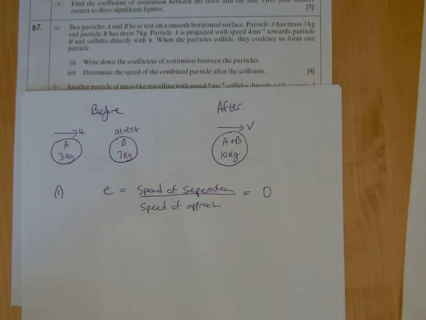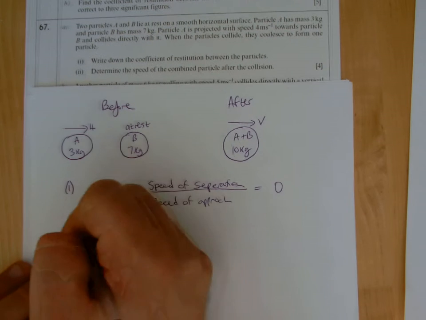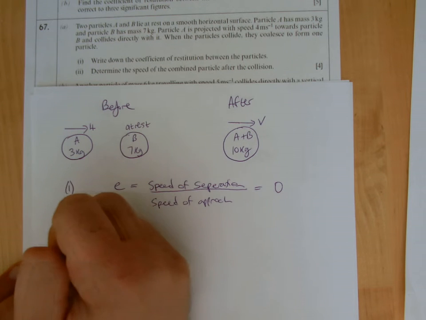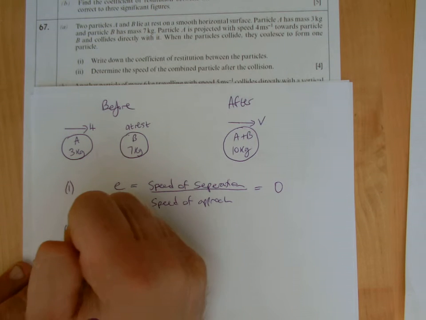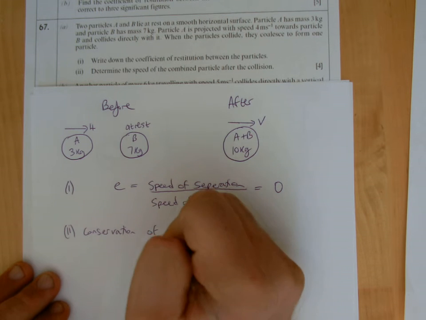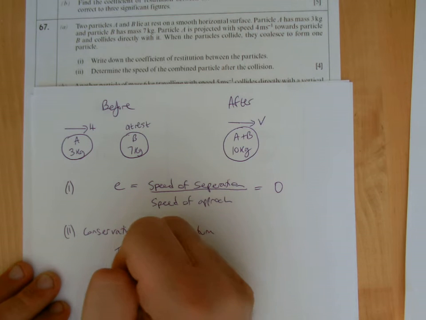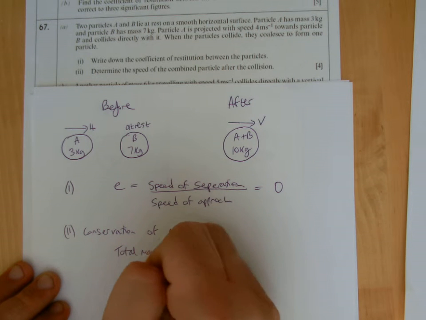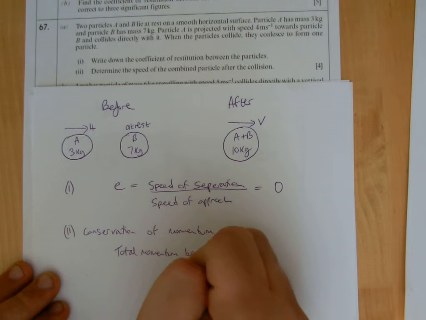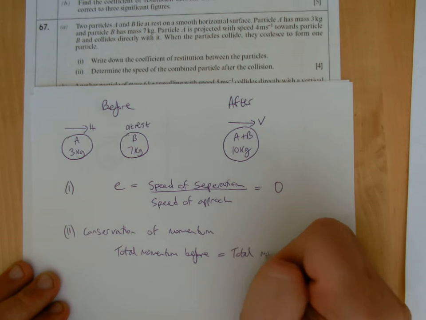Part 2 then, determine the speed of the combined particles after the collision. Well, we could do that, of course, by looking at the conservation of momentum. Of course, with the conservation of momentum, the total momentum before equals the total momentum after.